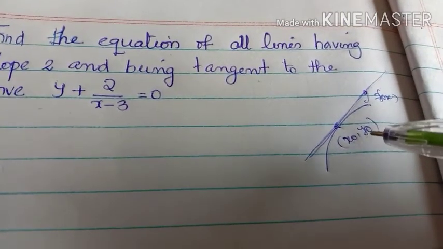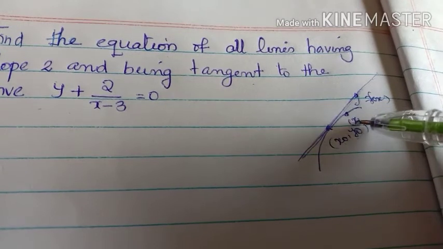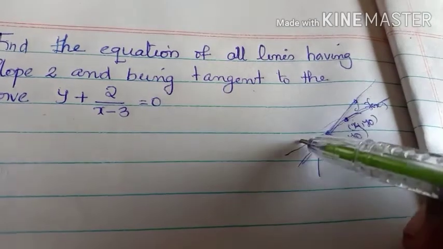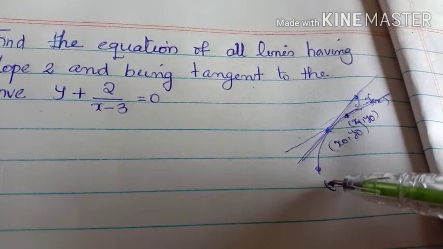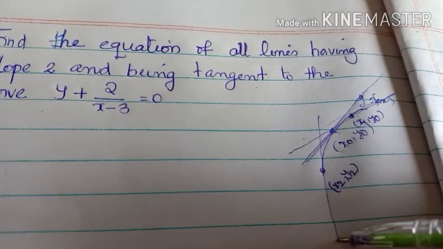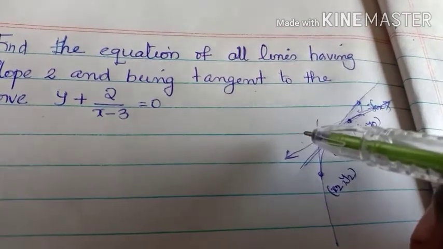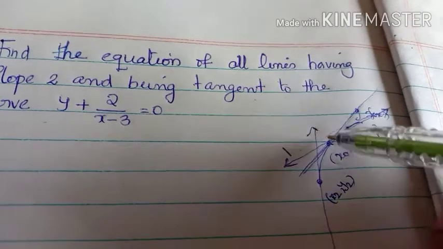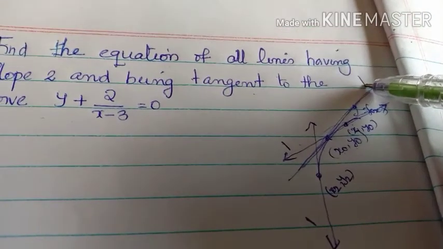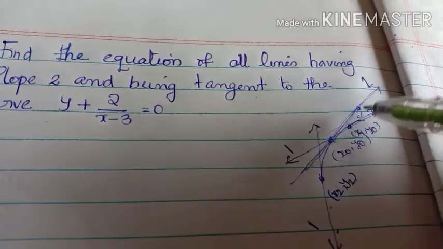Suppose there is another point, x1, y1. Through this point also we can draw another tangent. Let us take another point x2, y2. Through this point we can draw another tangent. Now listen, the slope of this line is 1. The slope of this line is 1. The slope of this line is also 1. So we can say that these three lines have the same slope 1.